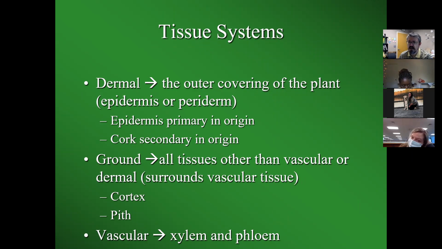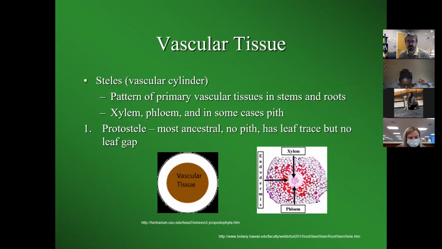The ground tissue are all tissues that are not vascular or dermal. They surround your vascular tissue, and these are things like your cortex and your pith. And then, of course, vascular tissue is what makes up your xylem and phloem, and that's a complex tissue because there's more than just tracheids and xylem vessel elements, sieve tube elements. There's more than just those. There's also some parenchyma and other things in there. Okay. So we've got to focus on this vascular tissue because we're in the vascular plants now.